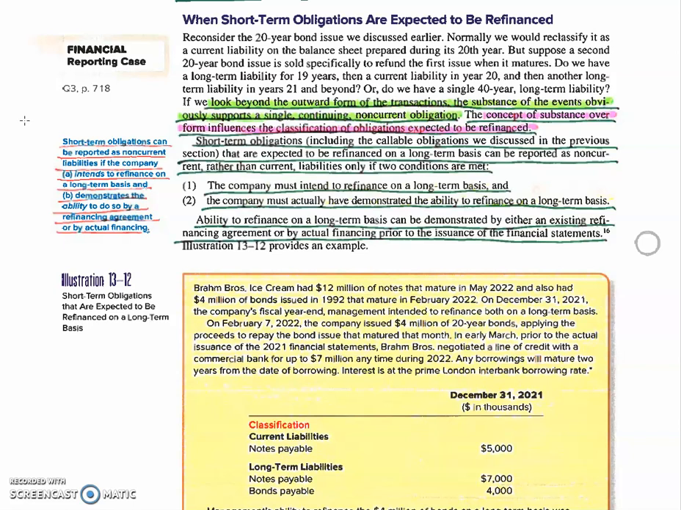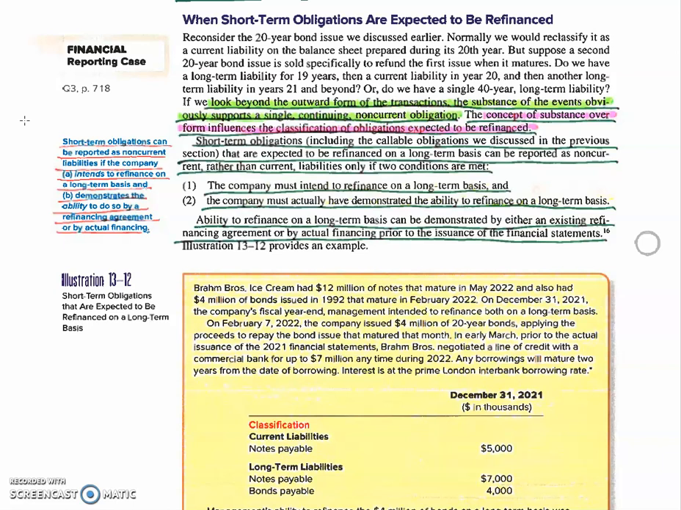So I ended the last video talking a little bit about callable debt. Now we move to kind of the opposite situation. With callable debt, we have a loan that otherwise would be long-term, but you have to classify it as current because it's possible that it could be called in the short term. So it has to be classified as a current liability.